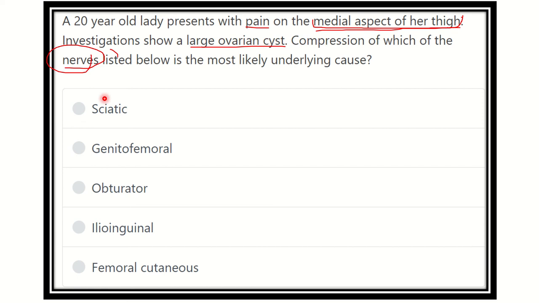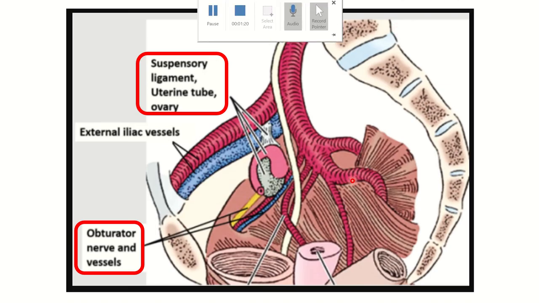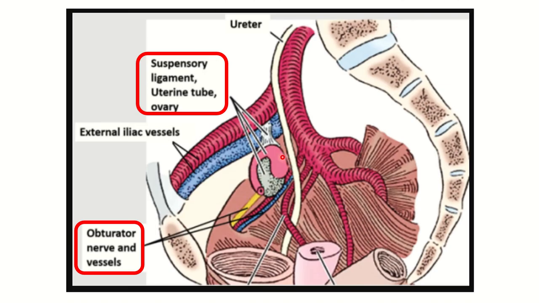Here the options are sciatic nerve, genitofemoral nerve, obturator nerve, ilioinguinal nerve, and femoral cutaneous nerve. So we have to find the option which is compatible with the answer. That means which nerve is very closely related to the ovary, and also supplies the medial aspect of the thigh. So here we can see this is the ovary.